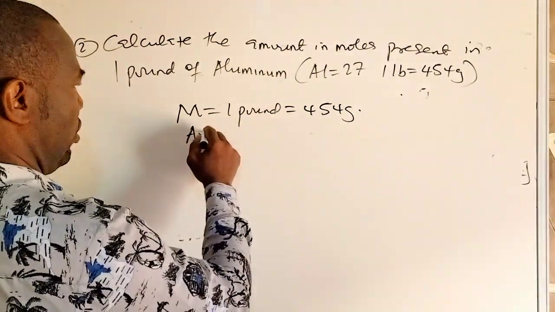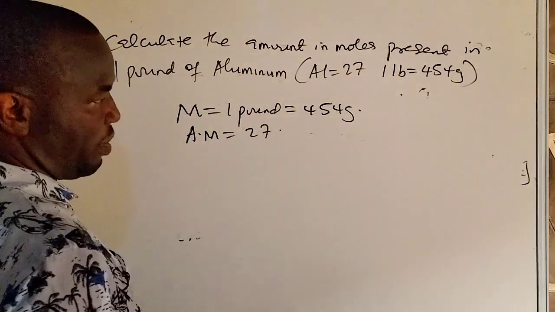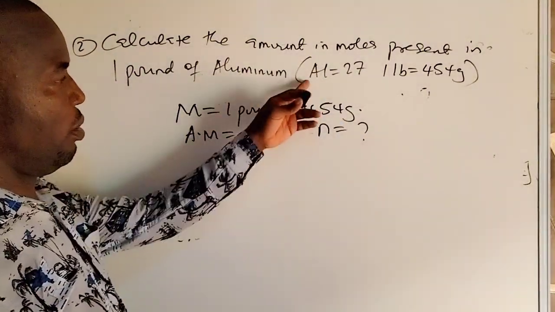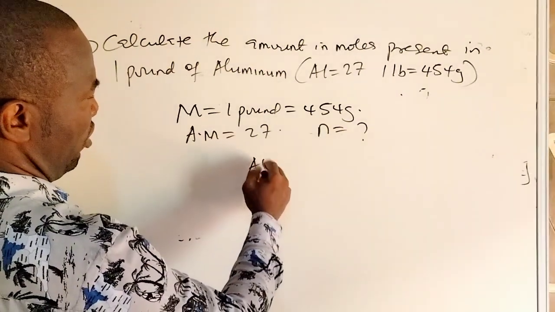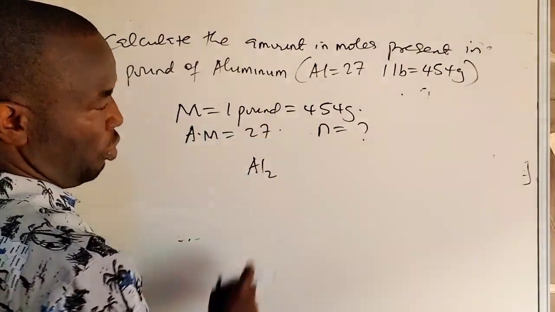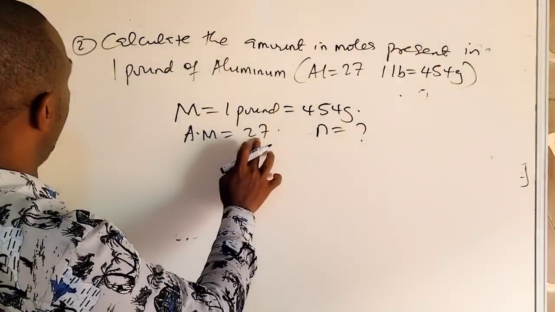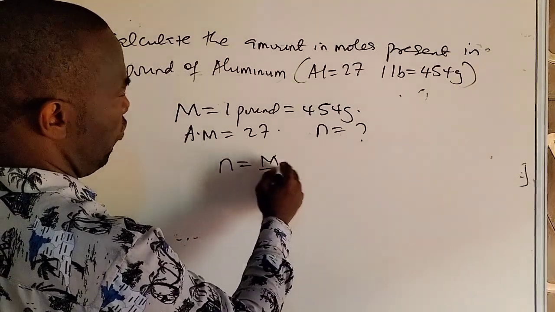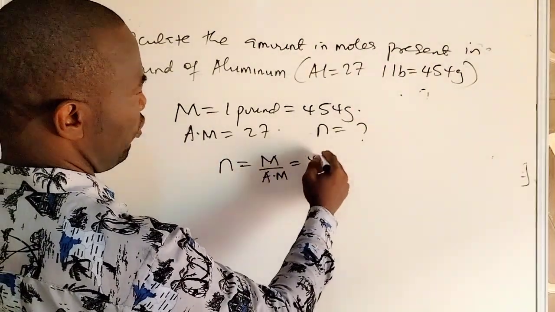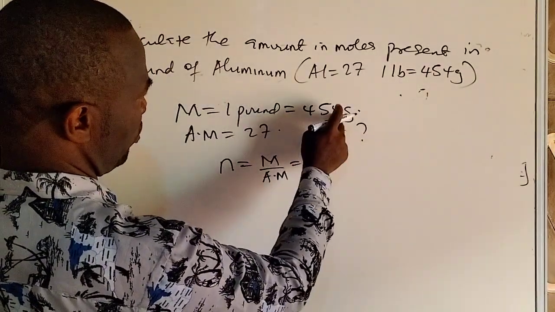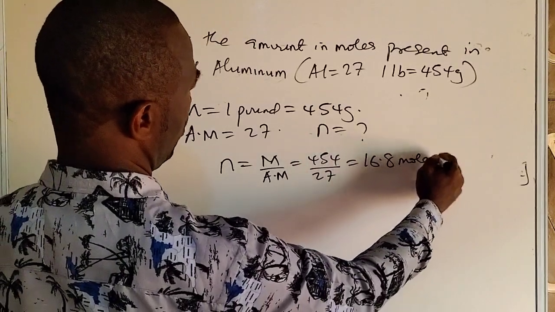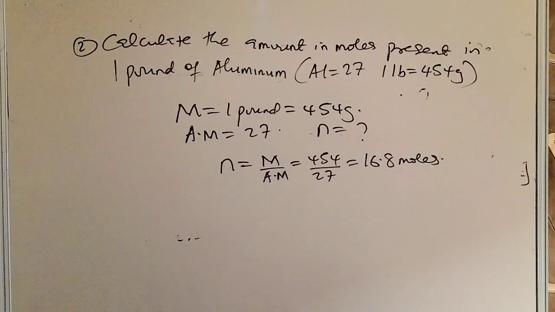Then the atomic mass of aluminium is 27. It's a metal. So being a metal, we expect it to be monatomic. We don't have to find the molar mass. So you don't have to go and write Al2 and say 27 times 2. No. So it remains atomic mass, the weight of aluminium, monatomic. So n becomes mass over atomic mass, which is 454, that is the mass converted to grams, all over 27. That gives you 16.8 moles of aluminium present in 1 pound weight of aluminium.